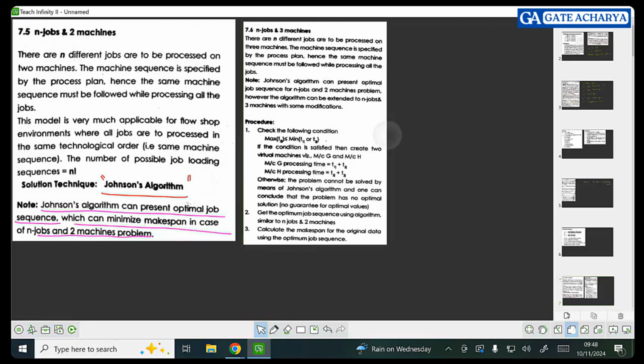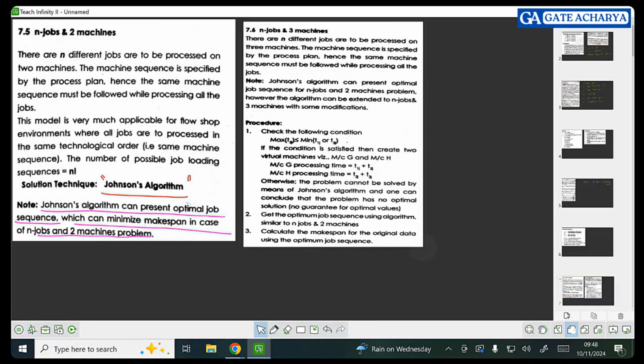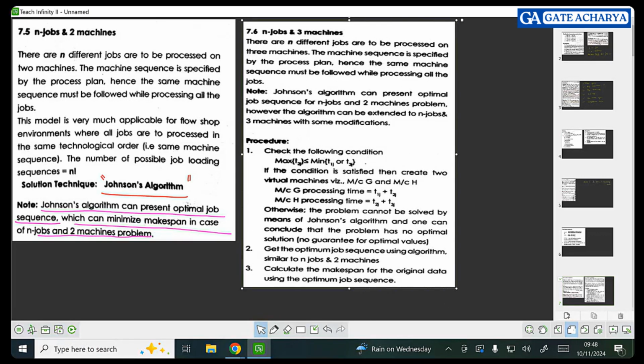But however, you try to read it. What if you are able to solve the N jobs 2 machines? The same we can extend to the N jobs 3 machines. All right. It's a procedure you can study because we are saving this file. Here SPT rule, EDD, slack time, tardiness, average flow time, Johnson's algorithm are very important. From there only we'll get the question, right?